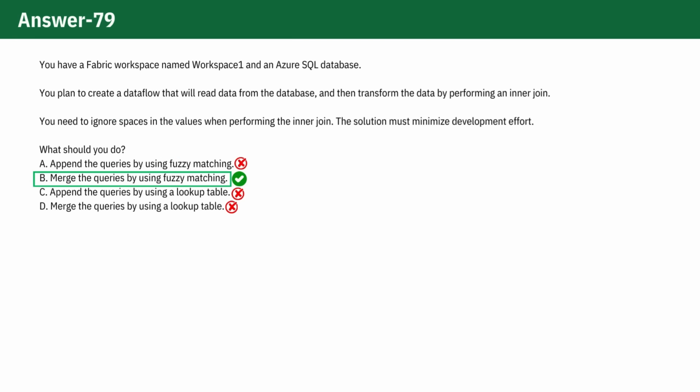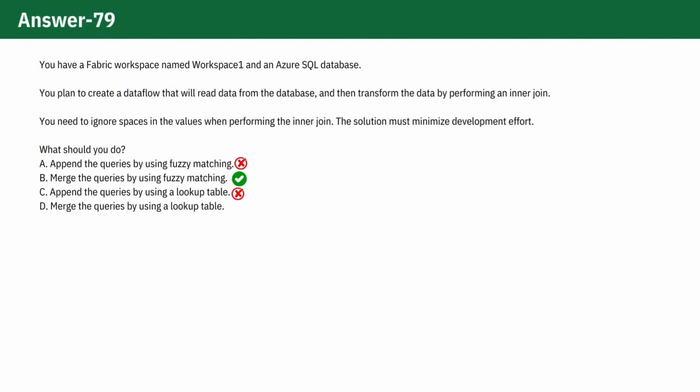Why the other options are incorrect? Option A. Append the queries by using fuzzy matching. Appending queries. This operation combines datasets by stacking one on top of the other, similar to a union operation. It does not join or merge based on a common column. While fuzzy matching can be used to match records with similar but not identical data, appending does not involve joining data on keys, so fuzzy matching is not relevant here. You need to perform an inner join, not combine datasets by appending them.